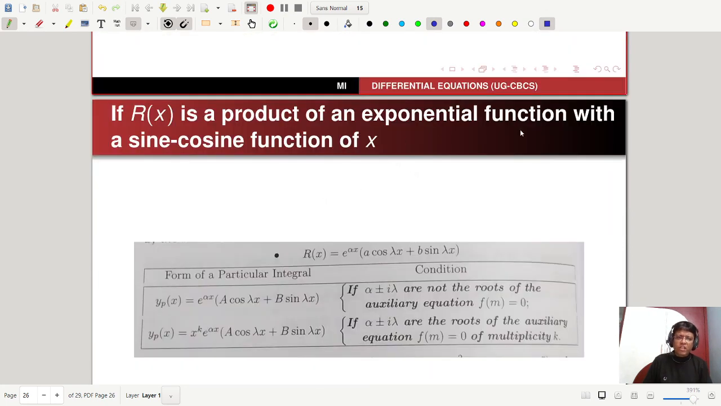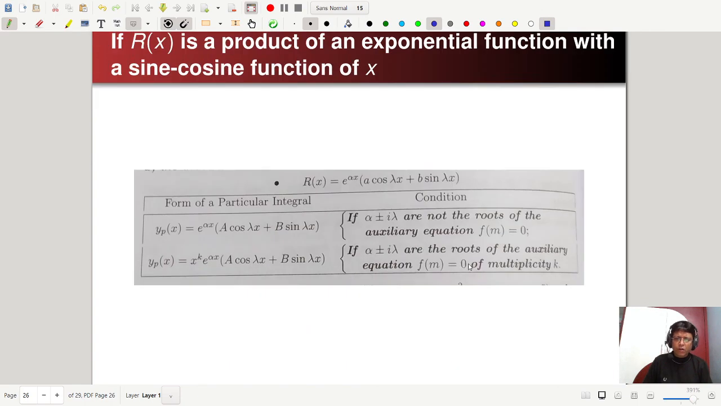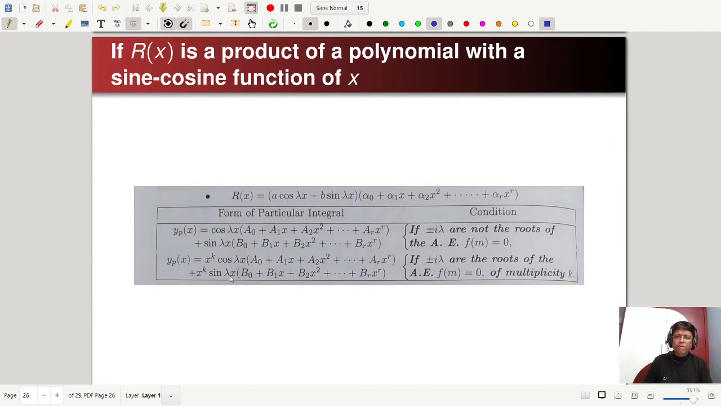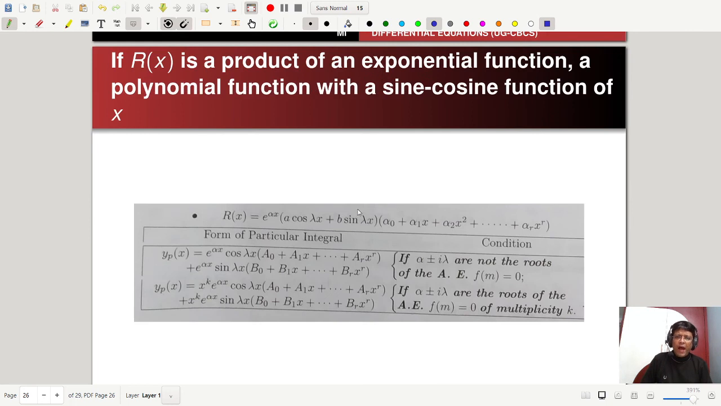R(x) is a product of an exponential function with sine cosine functions. Okay. And R(x) is a product of the polynomial with sine cosine functions, right? So here also we are observing the same generalization. It's the same process, same formulae, but you are taking the higher order derivatives, not second order, and the product of all three. Okay. So in this case also, you have x to the power k multiplied, because you are considering alpha plus or minus i lambda as roots of multiplicity k, complex roots of multiplicity k.